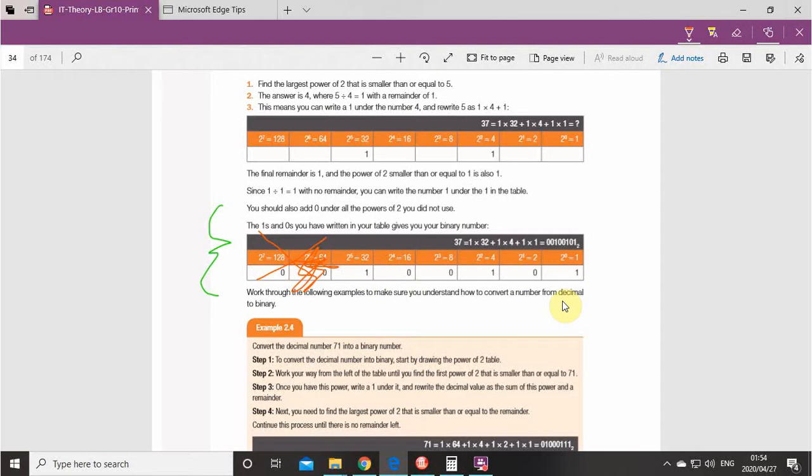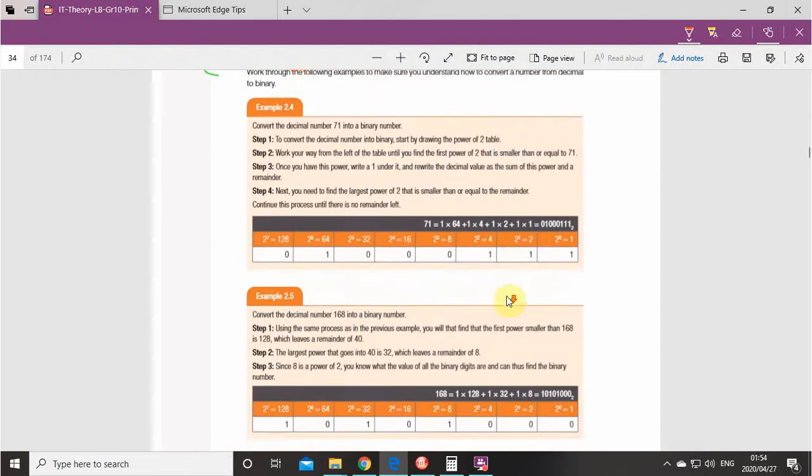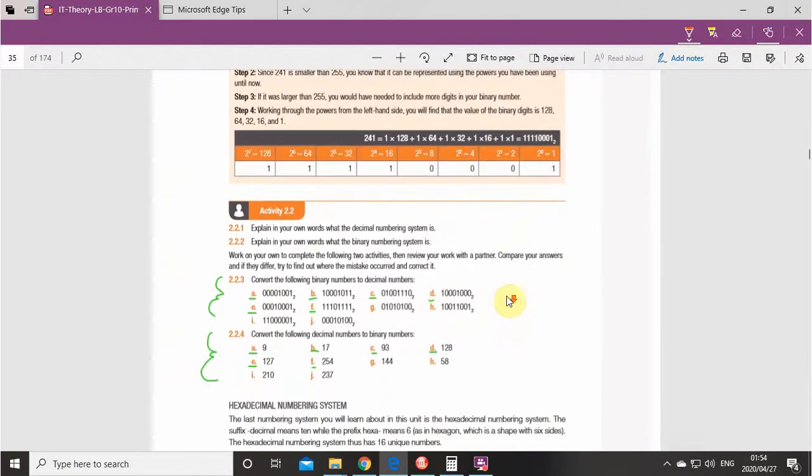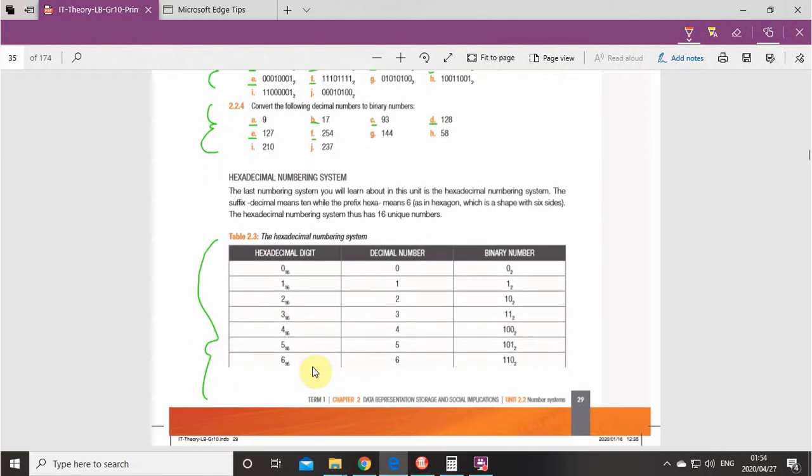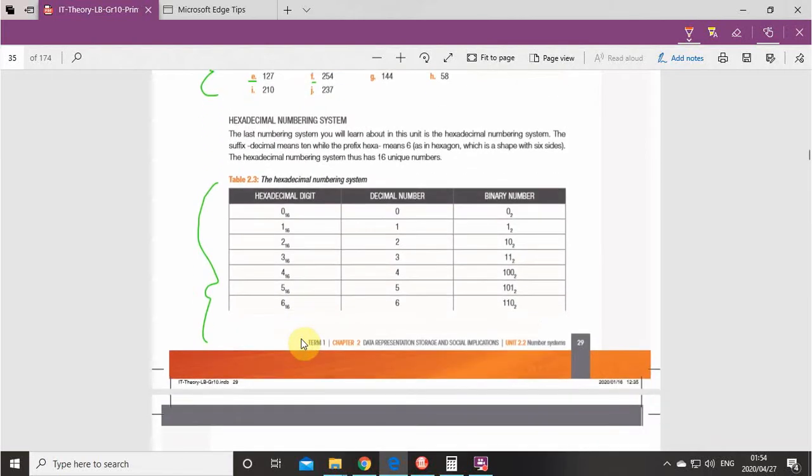Okay. Quite straightforward. Okay, then activity 2.2, we can just do 2.2.3 and 2.2.4 A to F.